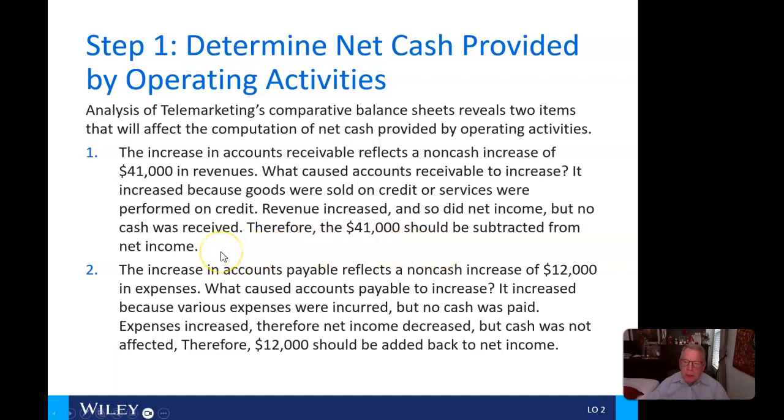Okay? And then accounts payable reflects a non-cash increase of $12,000. What caused that to increase? It was increased because various expenses were incurred, but again, no cash was paid. Expenses increased, therefore net income decreased, but the cash was not affected. So we're going to add that $12,000 back to net income.